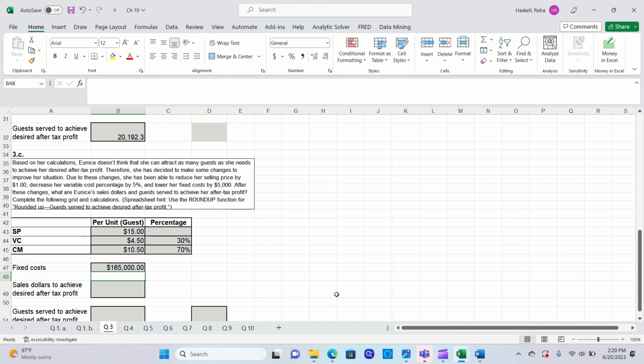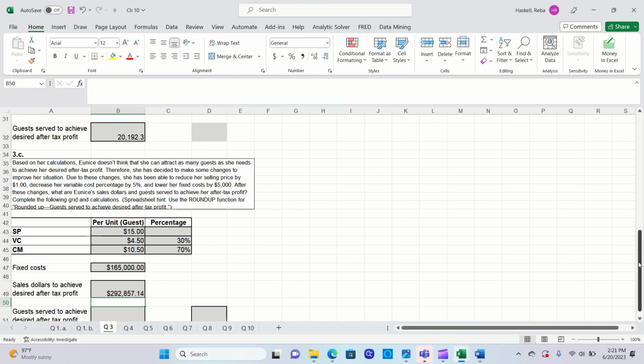All right. So sales dollars to achieve the after-tax profit. All right. So we remember we would take our fixed costs and then we add in our before tax profit, which we know is $40,000. And we are going to divide that by our contribution margin percentage.